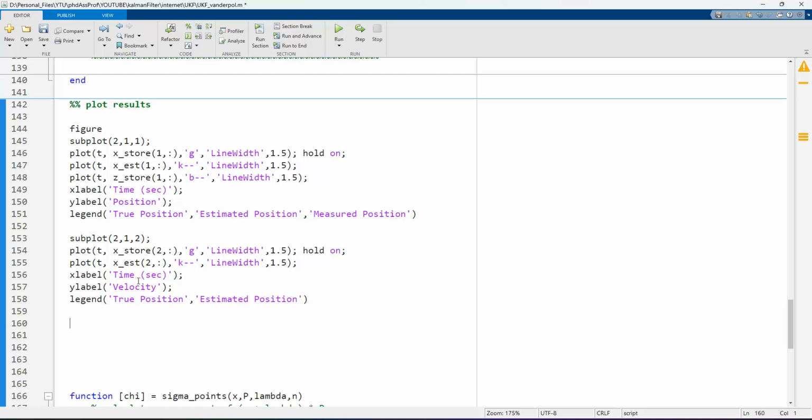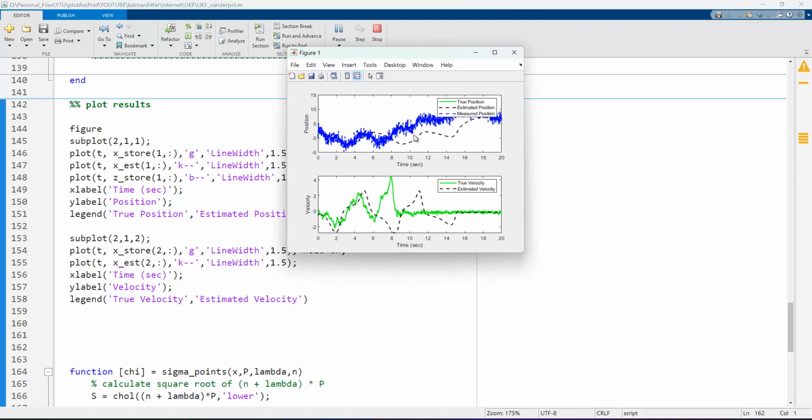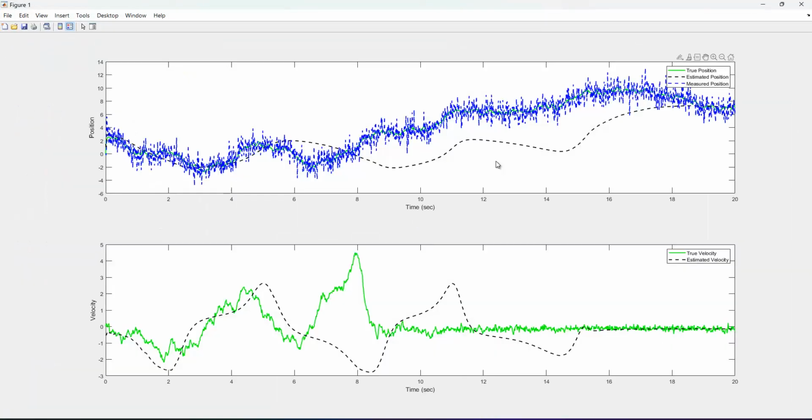So this is this one, and this is the true velocity and estimated velocity. If we have everything right and we run this code, then we will have these values just like this one.